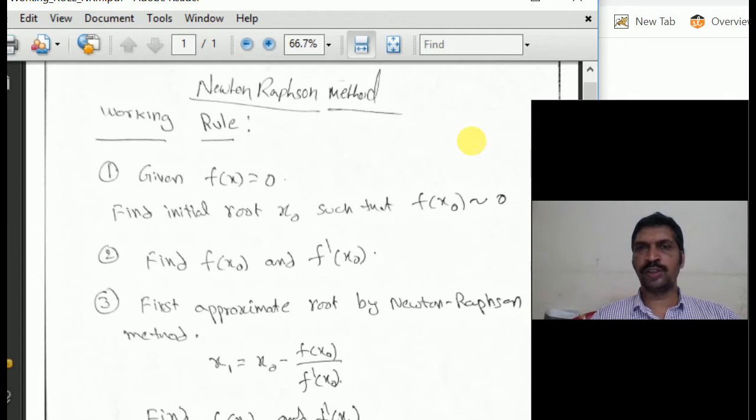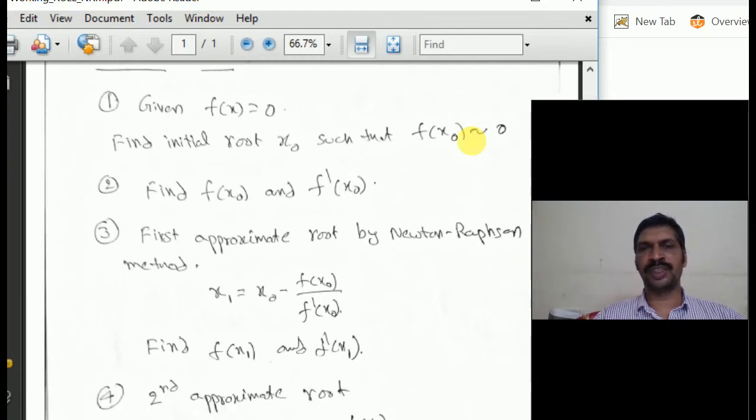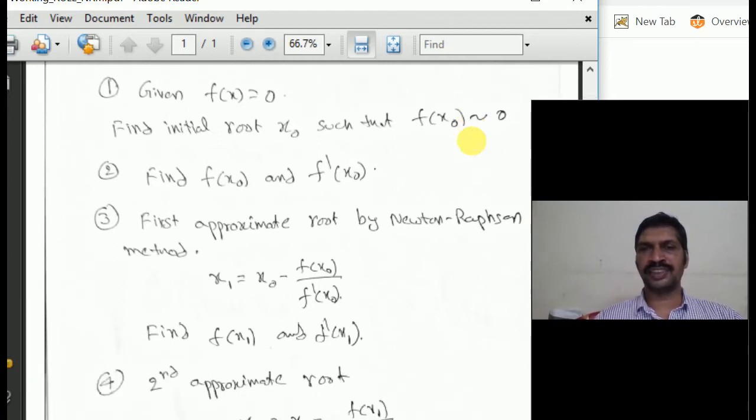In this Newton-Raphson method, for the given function we have to compute f of x naught and f dash of x naught. The first approximate root by the Newton-Raphson method is x1 equal to x naught minus f of x naught by f dash of x naught. This is the very important formula. X1 equal to x naught minus f of x naught by f dash of x naught. Find f of x1 and f dash of x1.